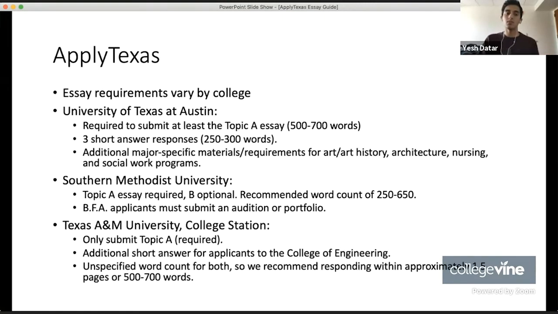And then, for example, if you looked at UT Austin, this topic A essay, if you wanted to submit to all schools, you could, but the short answer responses is specific to UT Austin, right? So in that sense, the broader ApplyTexas essays matter a lot more because they're going to a lot of schools. You want to make sure that quality is really, really strong, right? So if you mess that one up, it's going to mess up a lot of applications. But if you mess up a short answer question, it's only going to be specific to one school, and it won't affect the other applications to other schools.